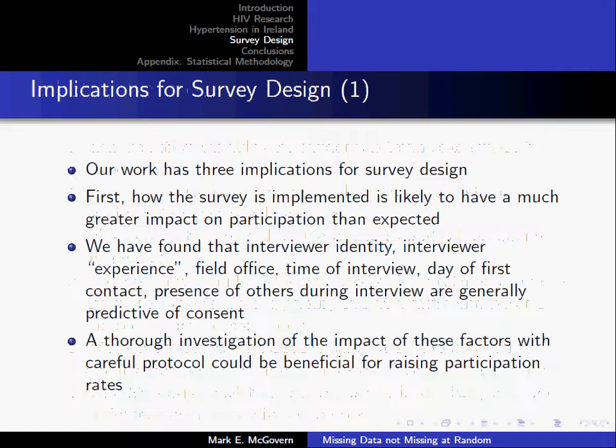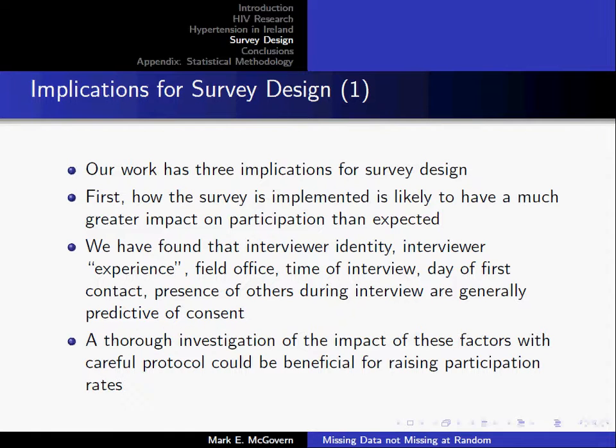I think our work has three implications for survey design. So the first is that how the survey is implemented is likely to have a much bigger impact on participation rates than you would think. So in every survey that I've looked at, things like interviewer identity, interviewer experience, the field office, the time of interview, all of these things have a much bigger impact on participation in the data than you might think. Interviewer gender as well. Interviewer gender, absolutely. And nationality. So when they do surveys in Scotland, responses depend on whether it's an English person.